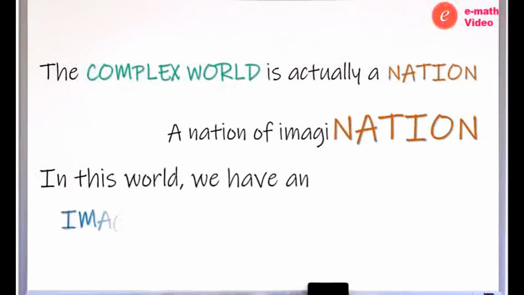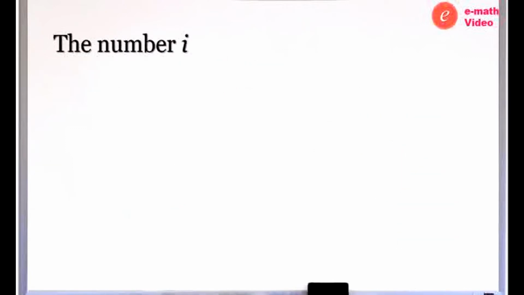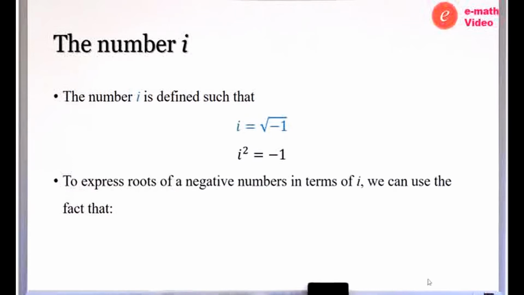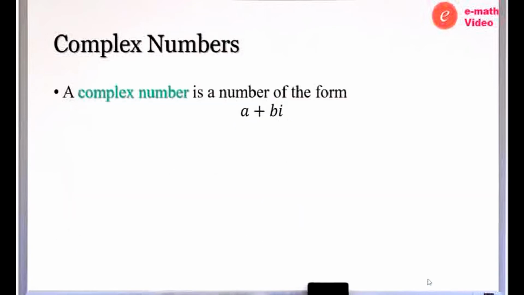In this world, we have an imaginary number, which is the number i. This number i is defined such that i equals square root of negative 1. So i squared equals negative 1. To express the roots of negative numbers in terms of i, we can use the fact that negative p is negative 1 times p, and at the end, it is i times square root of p, where p is a positive real number. Because of this special i, complex numbers can exist in the form a plus bi, where a and b are real numbers.